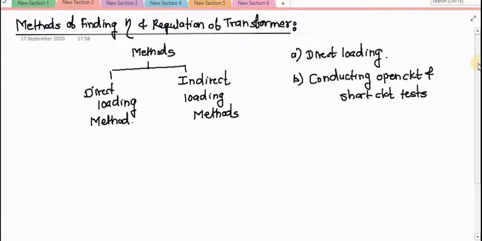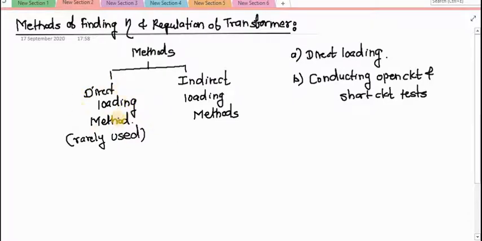So the method of finding out efficiency and regulation by direct loading method is rarely used. I will tell you why it is rarely used. The direct loading method is rarely used because it is very difficult to obtain a suitable load for carrying out this direct loading method.